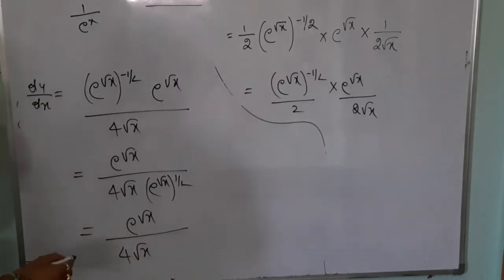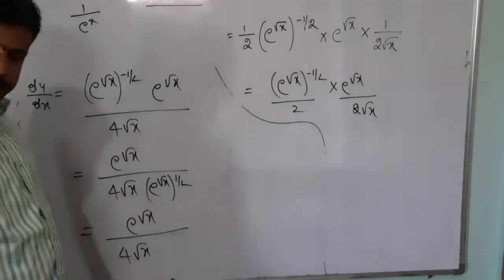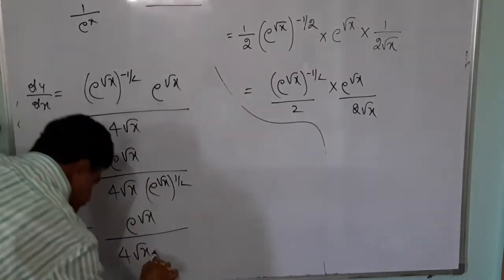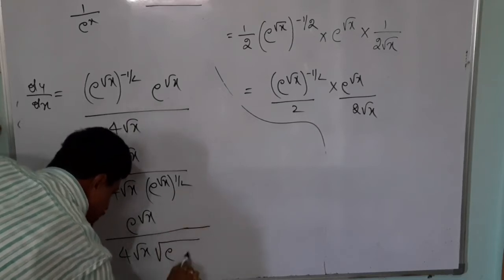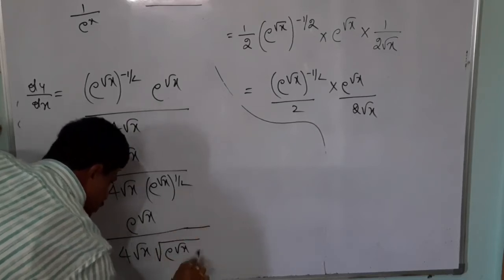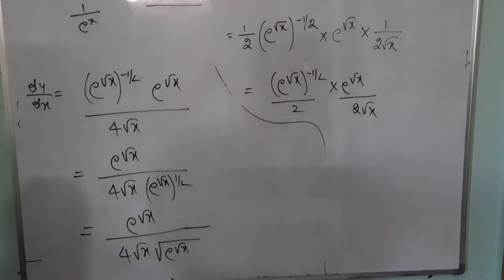So dear students, 1/2 can be written as root. So the square root of e to the power of root x, that is, e to the power of root x to the power of 1 by 2, can be written as e to the power of root x.